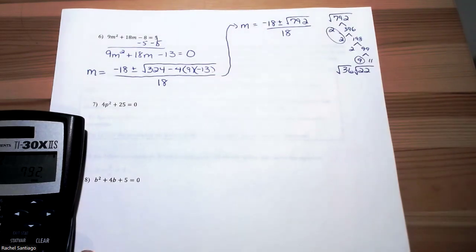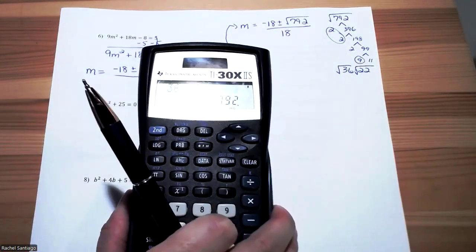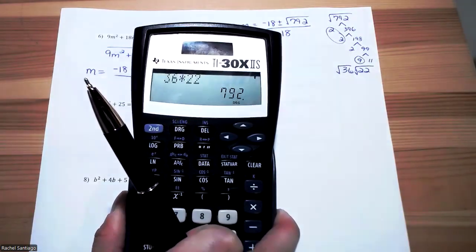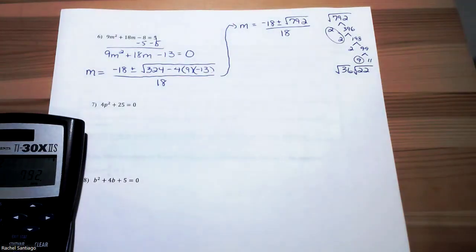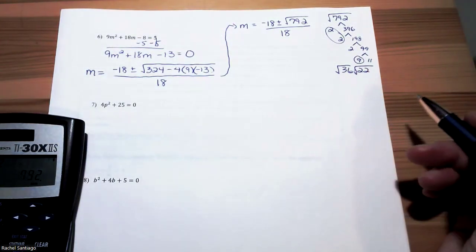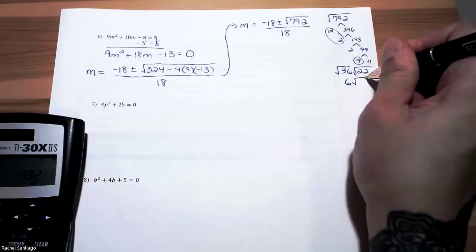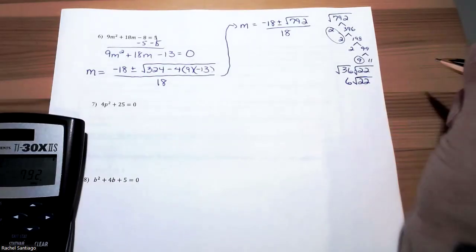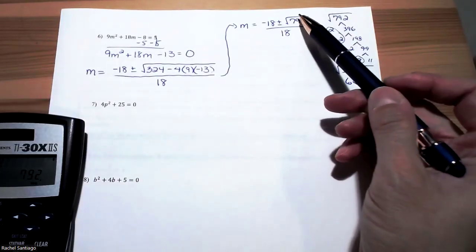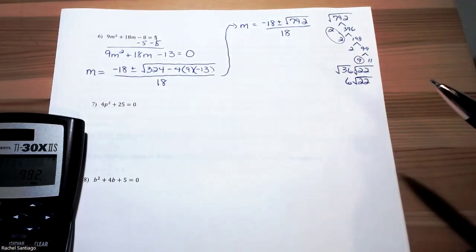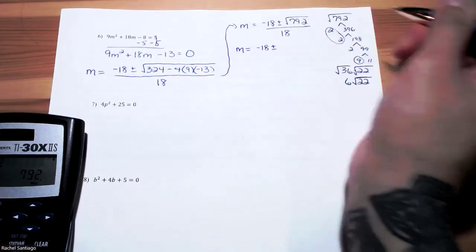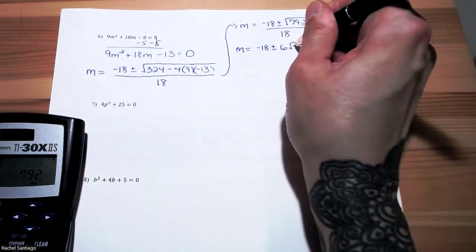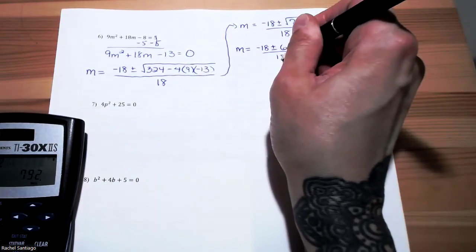And you can double check that. You can punch it in to make sure that that's accurate. 36 times 22 is 792, where 36 is the largest perfect square factor. So that becomes 6 square roots of 22. All right, let's replace square root of 792 with this expression. So we have m is equal to negative 18 plus or minus 6 square roots of 22 all over 18.